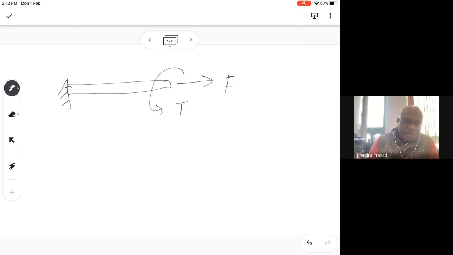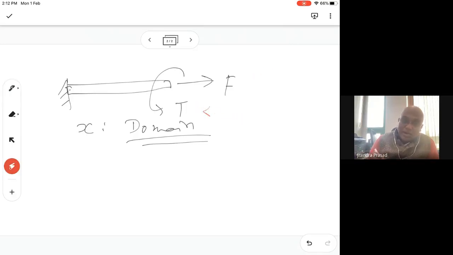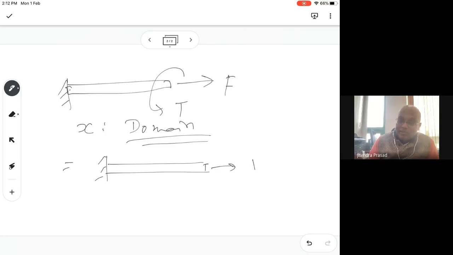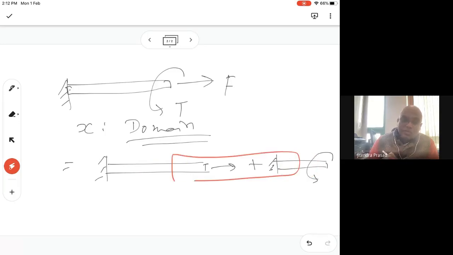Why? Because it depends on X only, right? The only thing that varies here is X. The domain is X only, right? There are no other things coming into the picture. If you see here, there is one force and one torque. But actually, this is a combination of two 1D problems, right? So this is equal to this plus this. This is one problem, this is another problem. You are combining them together to get it.